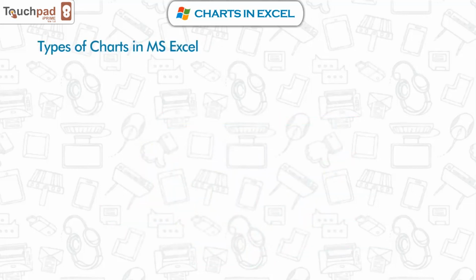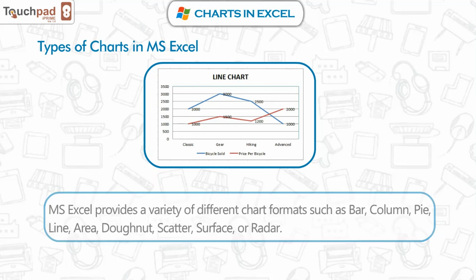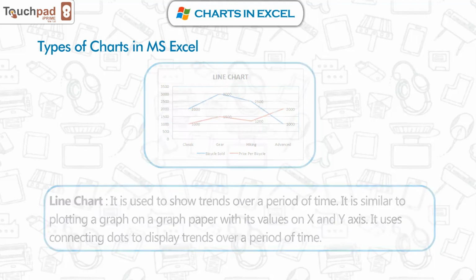Types of charts in MS Excel. Excel provides a variety of different chart forms such as bar, column, pie, line, area, donut, scatter, surface, or radar. Line chart. It is used to show trends over a period of time. It is similar to plotting a graph on a graph paper with its values on X and Y axis. It uses connecting dots to display trends over a period of time.